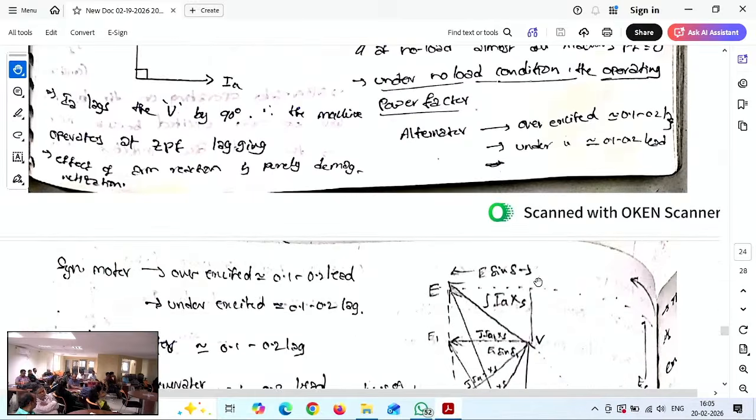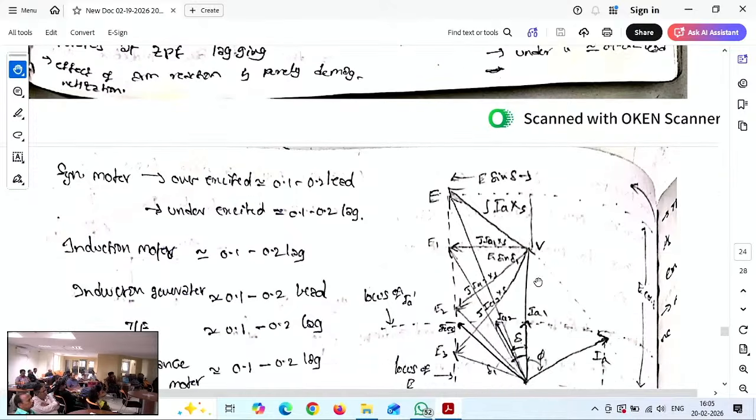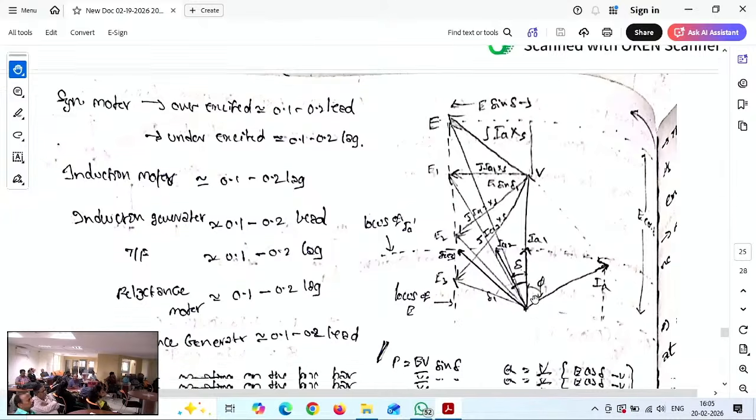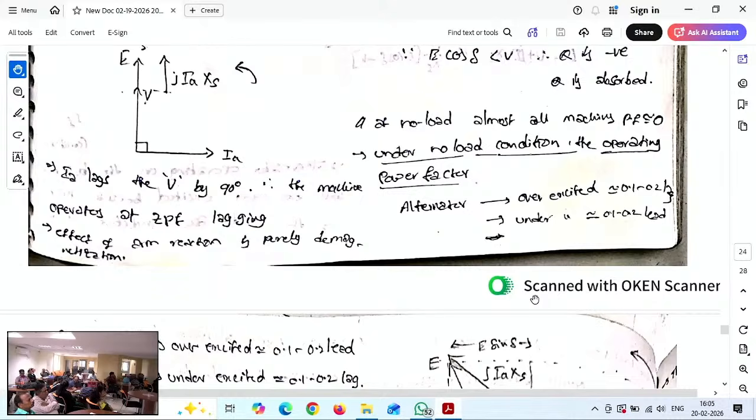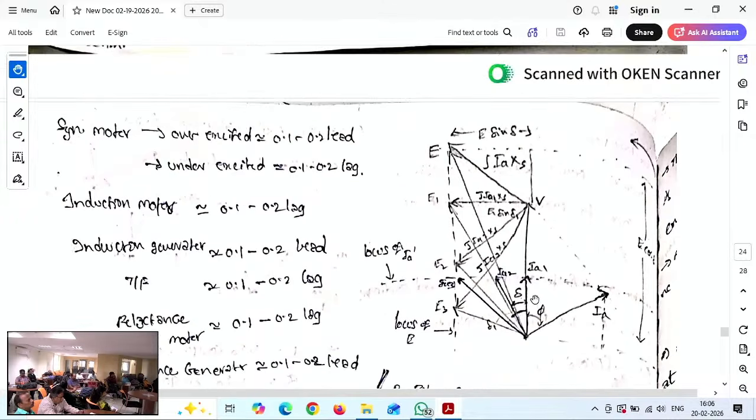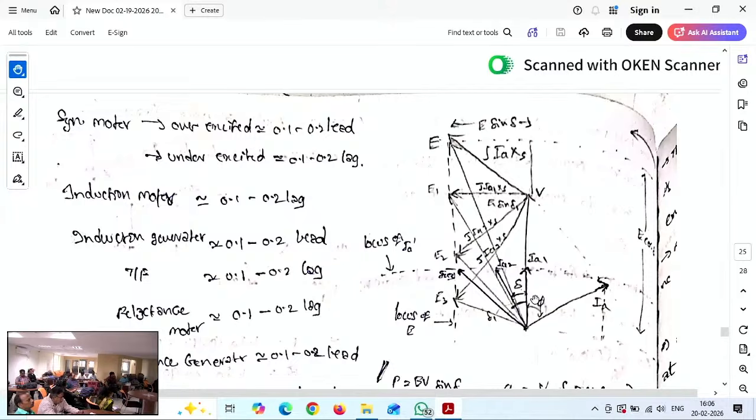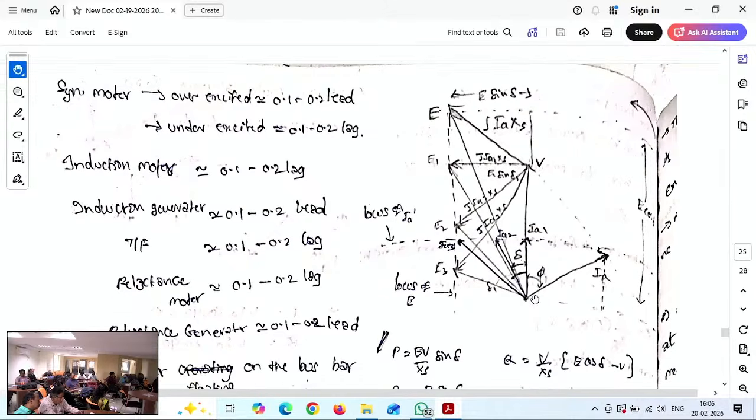Any doubts? Yes, next. Some range of power factors are given here, just for idea. Under no load condition, operating power factor for alternator, practical range is 0.1 to 0.2. Over excited condition, under excitation, 0.1 to 0.2 is the range of values we consider for alternators, and synchronous motor is also in that way. No load 0.1, it is 86 degrees around, less than 90 degrees. Okay, next. These are the different ranges for different machines: alternator, synchronous motor, induction motor, transformer, operating voltage.